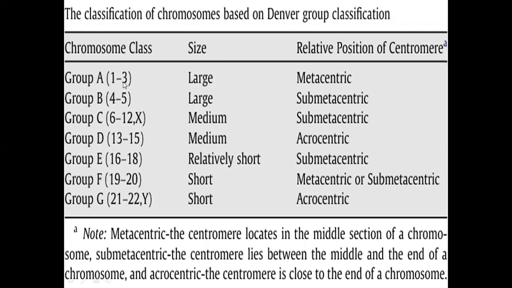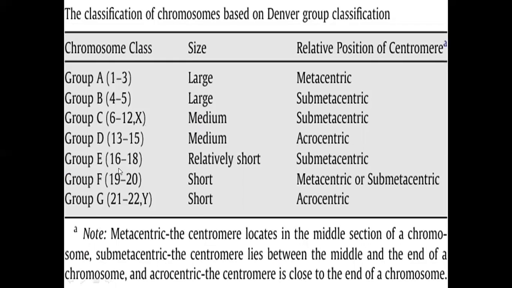Now, this is what we have discussed. Chromosomes 1 to 3 are large and metacentric. Chromosomes 4 and 5 are large and submetacentric, based on the relative position of the centromere. Chromosomes 6 to 12, including the X chromosome of the sex chromosomes, are medium in size and submetacentric. Group D consists of chromosomes 13 to 15. The size is medium, and with the relative position of the centromere, they are acrocentric.